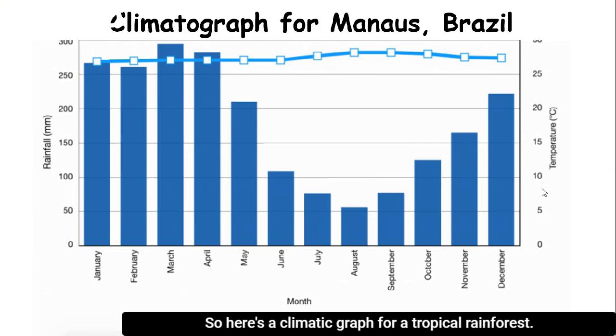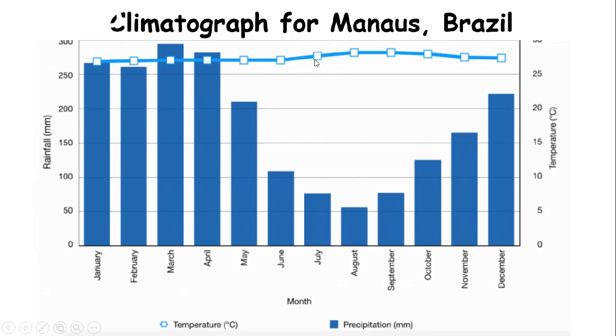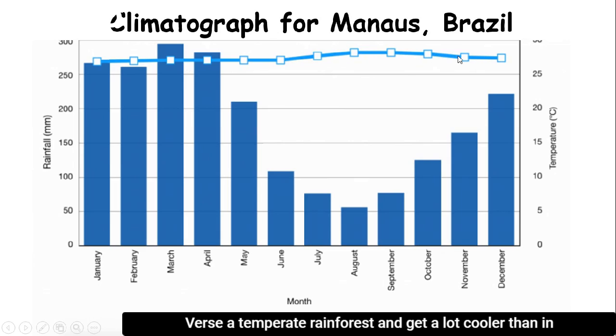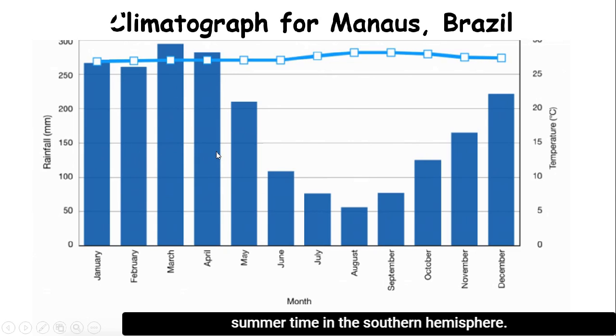So here's a climatograph for a tropical rainforest. We can tell that it's a tropical rainforest and not a temperate rainforest by mainly looking at the temperatures. So in the tropical environment, there really is not going to be much variation from month to month throughout the year, versus a temperate rainforest, it can get a lot cooler than in a tropical rainforest. And here you can see the really high levels of precipitation from month to month, with lots of rain happening during the earlier months, which is actually during their summertime in the southern hemisphere.